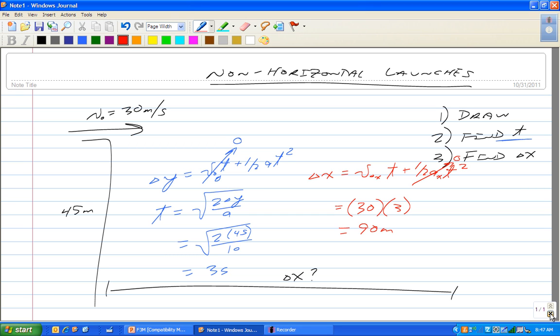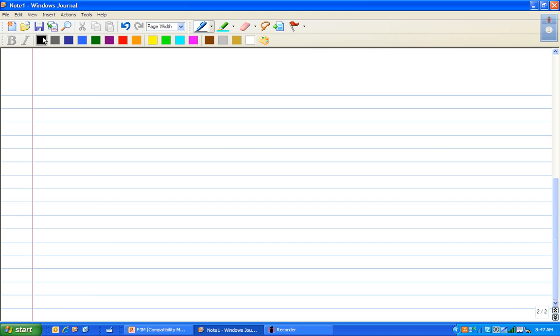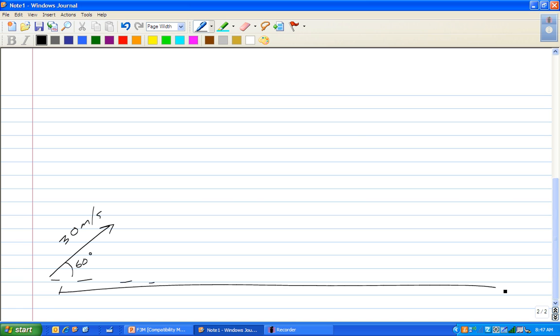But what if, instead of doing that, what if we say, I'm going to launch a projectile at 30 meters per second, but I'm going to launch it at a 60-degree angle. Then how am I going to find out how far away it lands?